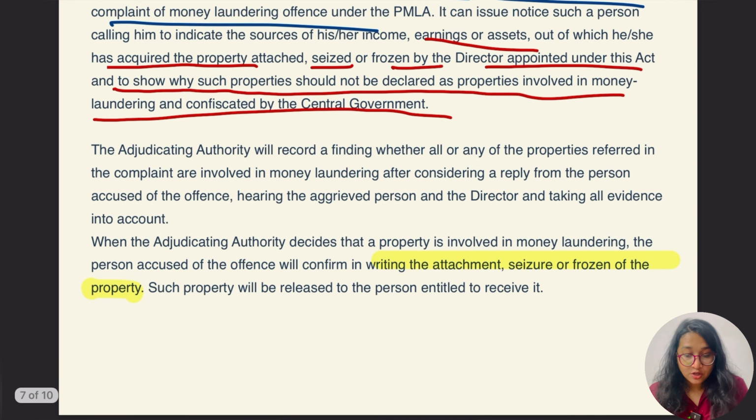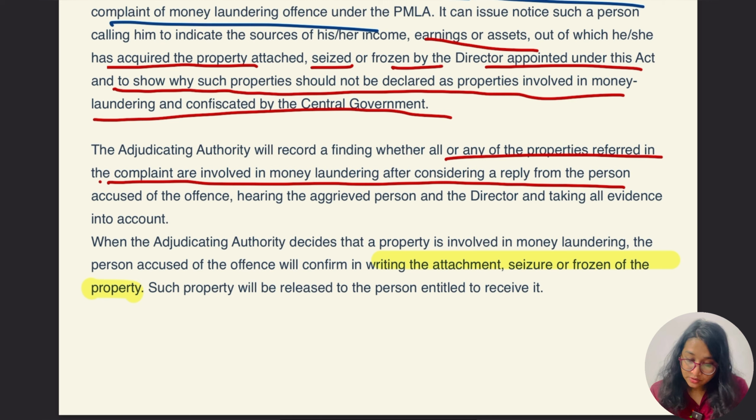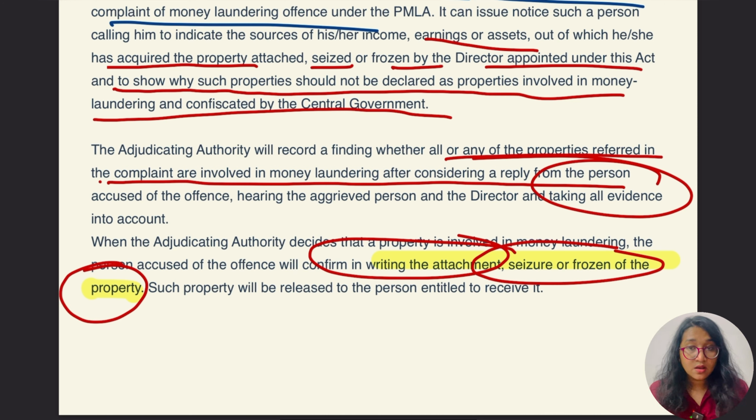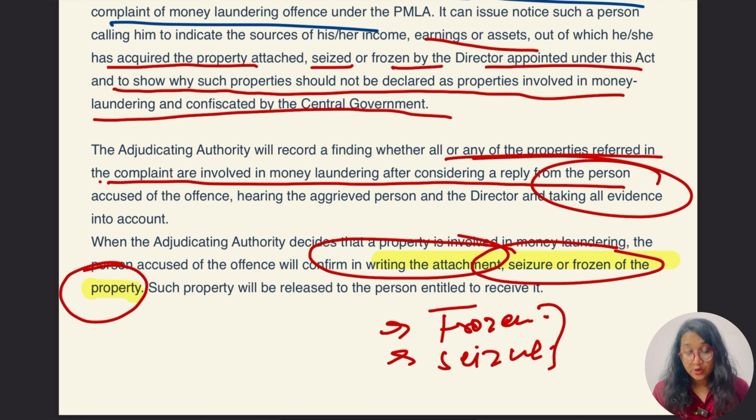The AA will record a finding whether all or any of the property referred to in the complaint is involved in money laundering, after considering a reply from the person accused of the offence, hearing the aggrieved person and the director, and taking all the evidence into account. When the AA decides that the property is involved in money laundering, the person accused of the offence will confirm in writing the attachment and seizing or freezing of the properties. So these are the powers which are with the AA, right? He can freeze the assets of that accused person, he can seize the property of the accused person, but before doing that, he has to give it in writing. Otherwise he cannot go for it.